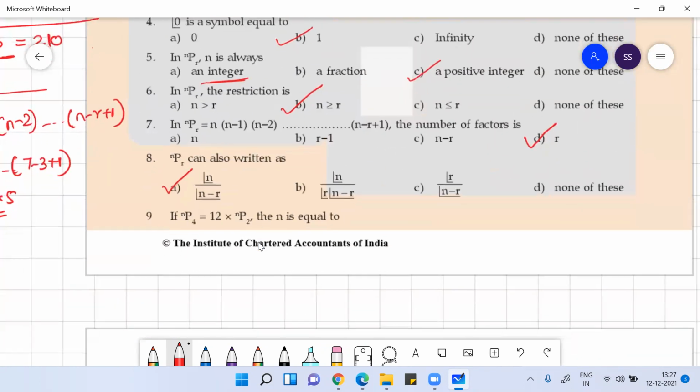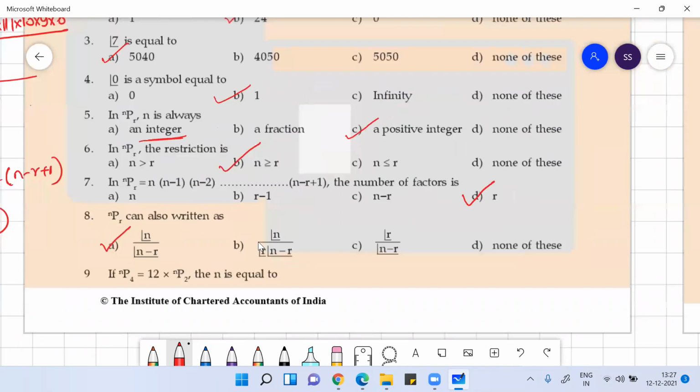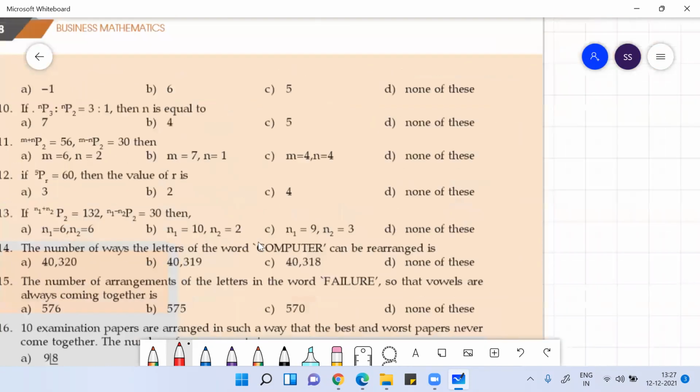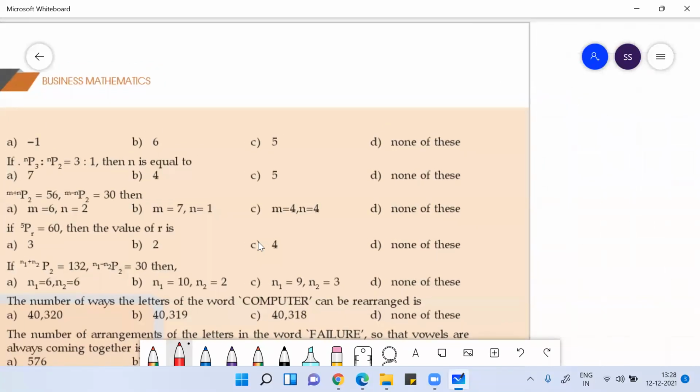Then question number 9. See question number 9, everyone. In question number 9, they have written like this: nP4 is equal to 12 into nP2. This is the formula written.